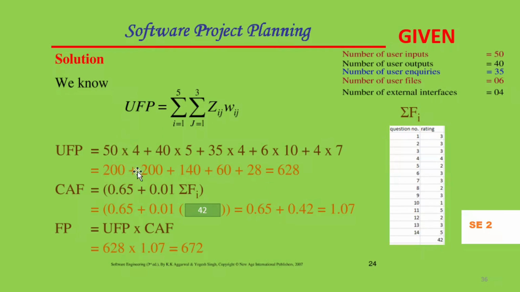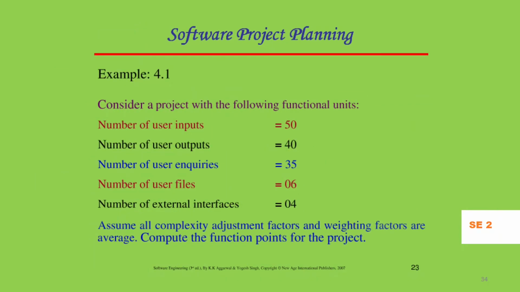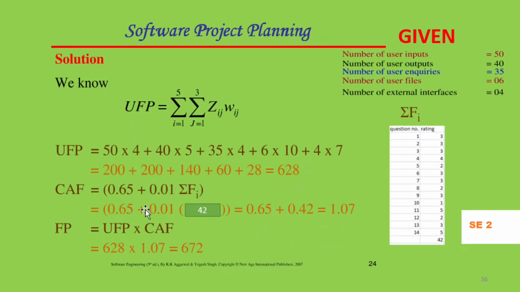50 times 4, 200. 40 times 5, 200. Plus 35 times 4, 140, plus 6 times 10, 60, plus 4 times 7, 28. So we have the unadjusted function point of 628. And then, yung CAF natin kanina, galing siya dito sa table na ito. And then, with a constant value, yung constant value natin, ito pong 0.65 plus 0.01, given siya, a constant value.